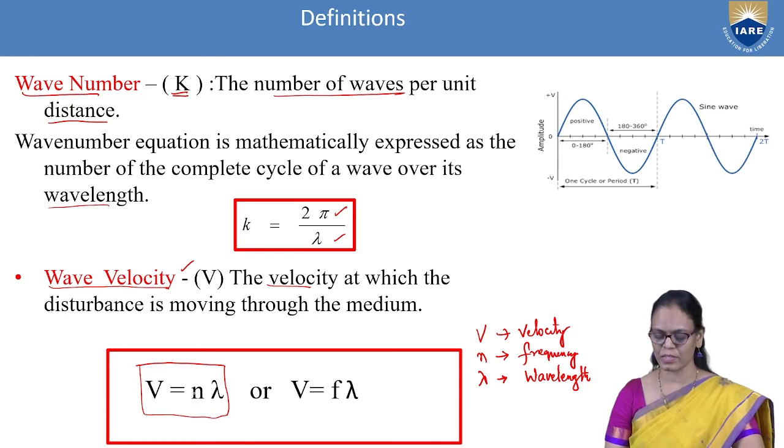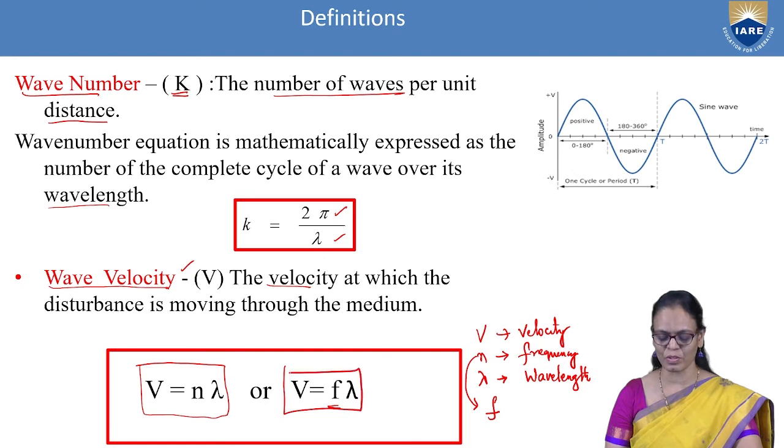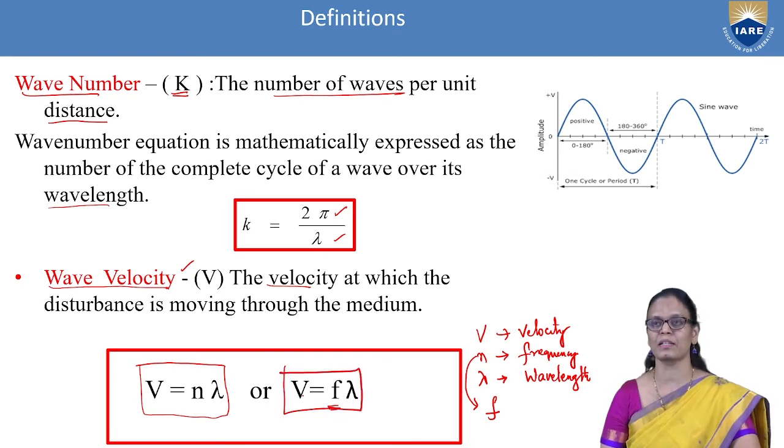In some cases, we may denote frequency by f also. Suppose we are using n for number of waves; in such a case, for frequency, we may use the notation f. So we can also write it as v is equal to f lambda. f is the frequency here.